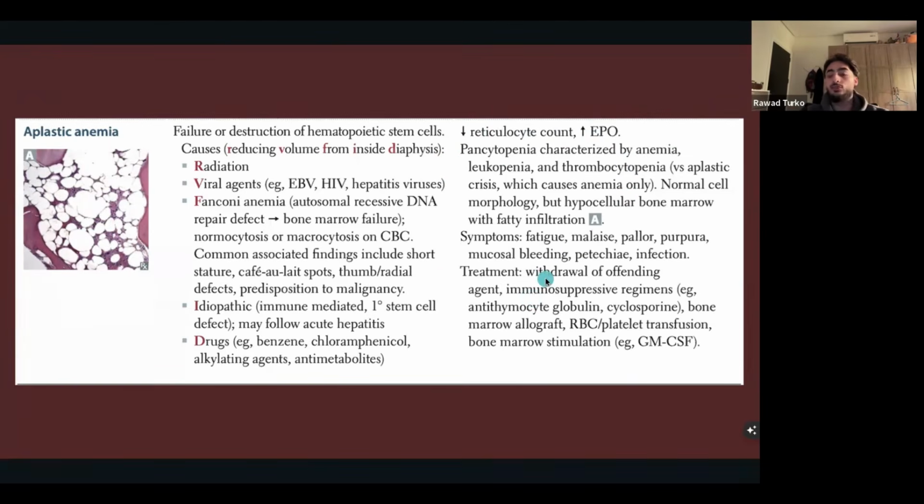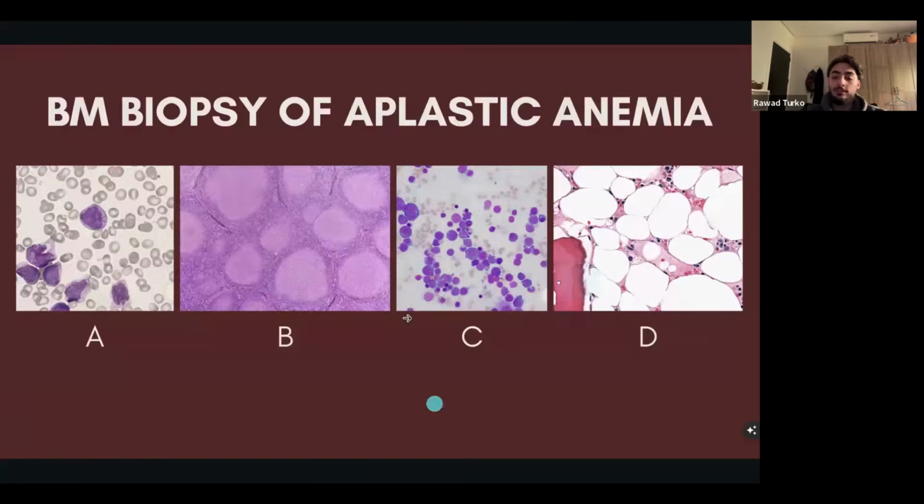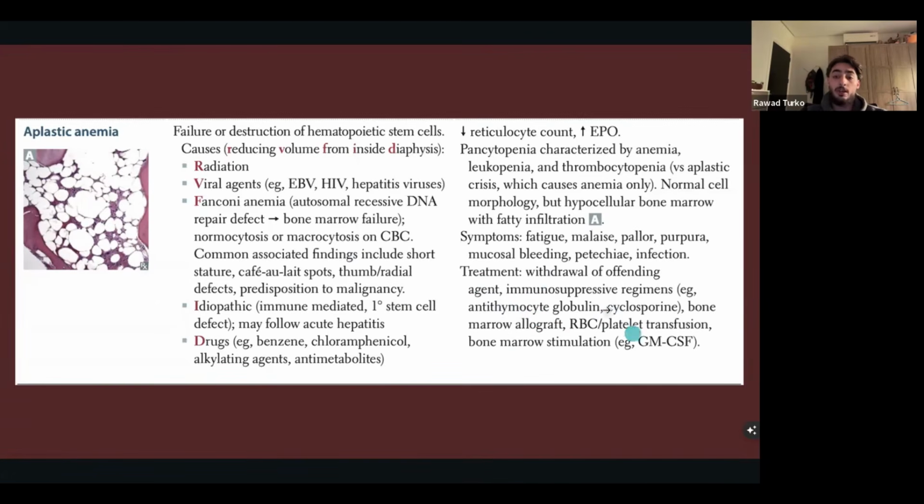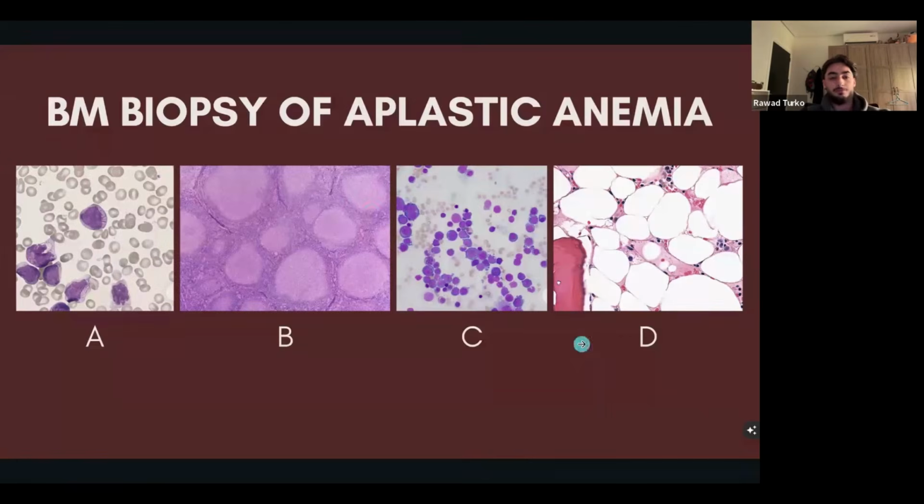Treatments can be things like withdrawal of offending agents. So if it's a drug that's causing the aplastic anemia, we're going to withdraw that drug. You could use immunosuppressive regimens. These are for the idiopathic causes, so causes that are not very clear. We could treat them with drugs that can inhibit the immune response, anti-thymocyte globulin and cyclosporin in particular. Bone marrow allograft, of course, to return the hematopoietic stem cells and to bring up all the reduced cell lines. And we can do bone marrow stimulation too.